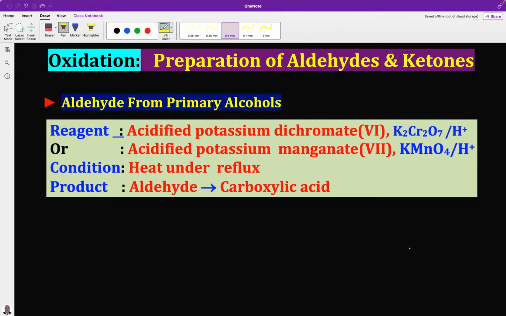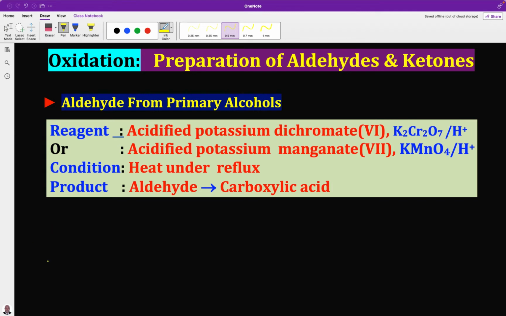Lastly, it should be remembered that the aldehyde that is formed as a result of this oxidation process should be distilled off immediately. The aldehyde formed is distilled off immediately. So this is the process.